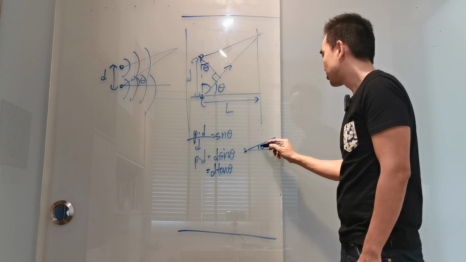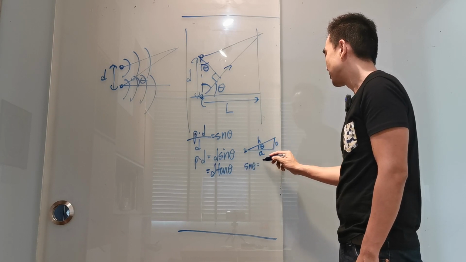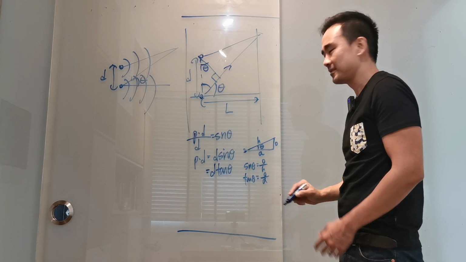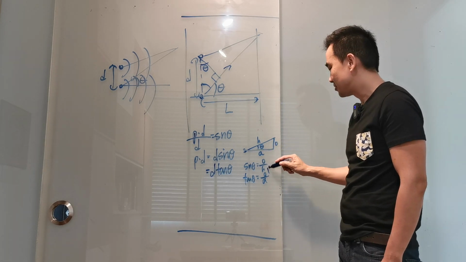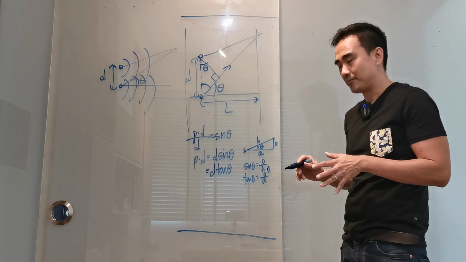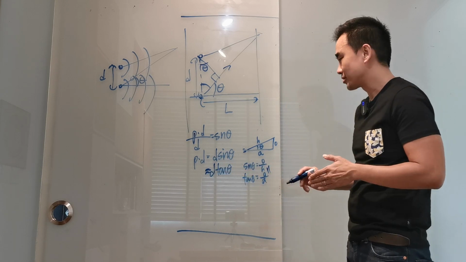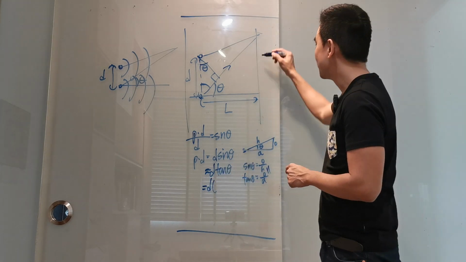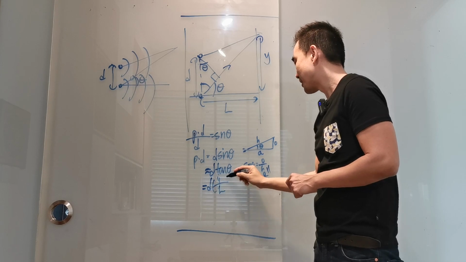If you've got a right angle triangle, this is opposite, this is adjacent, this is hypotenuse. Sine theta equals opposite over hypotenuse, whereas tan theta equals opposite over adjacent. If the angle theta is really small, the hypotenuse and adjacent will be about the same, so sine theta is approximately tan theta. So the path difference is approximately d tan theta, and let's call this y, so it is d times y divided by L.